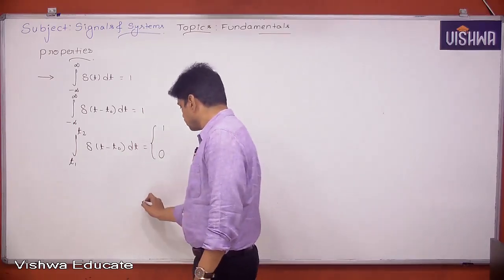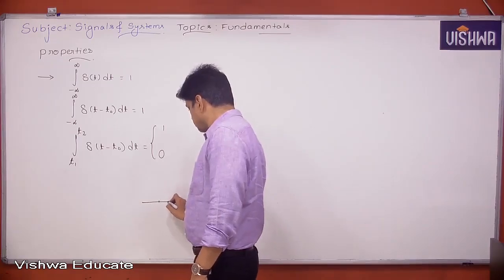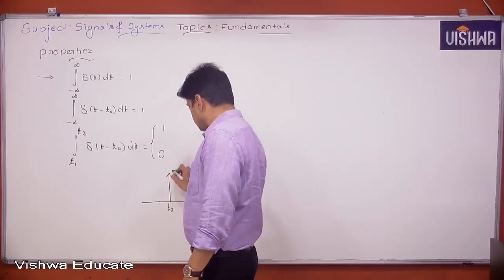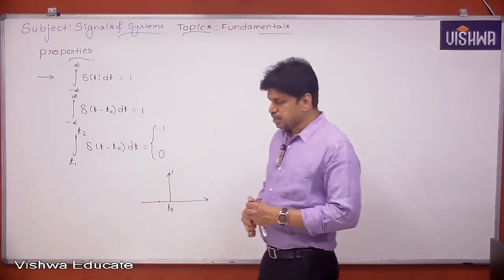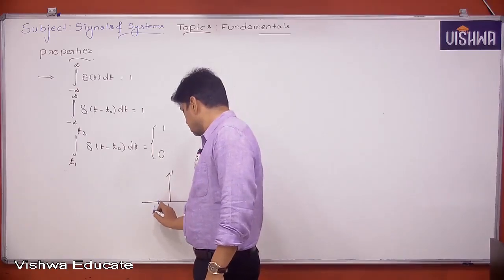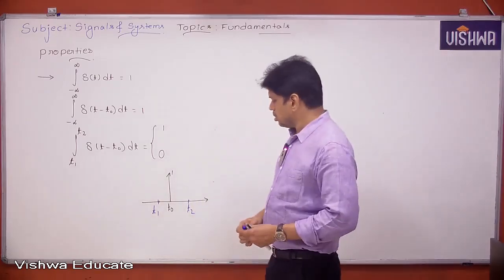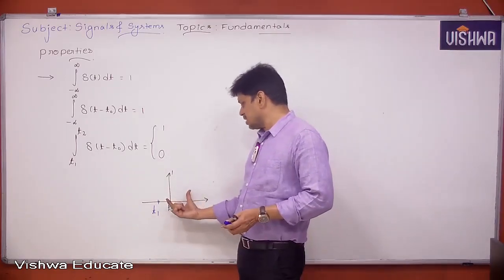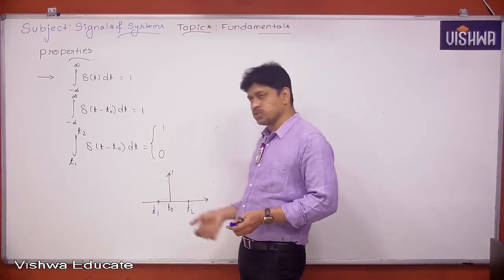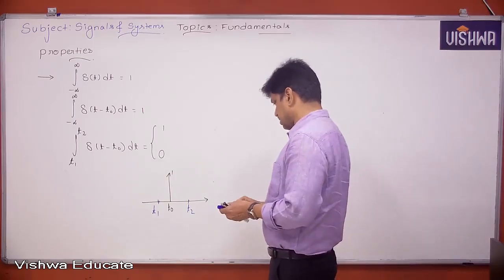Suppose there is an impulse function at t naught. If I consider the limits t1 and t2 in this manner, t1 is here, t2 is here, then if I integrate this function within the limits t1 and t2, I can get the value equal to 1, no doubt in it. What if I take another case?